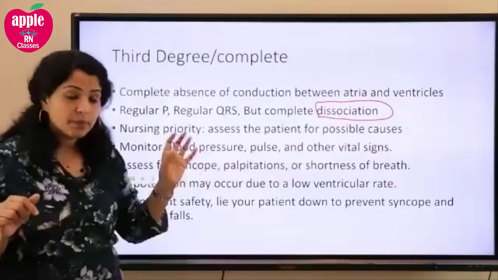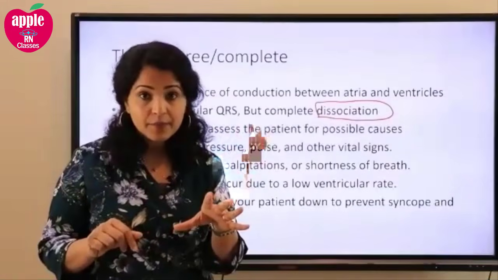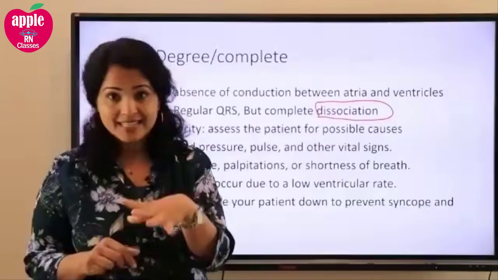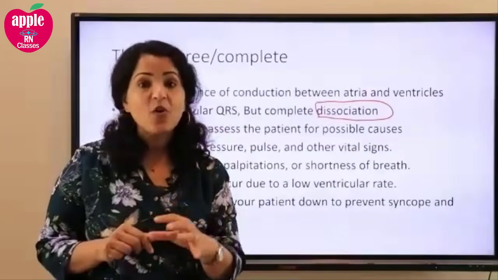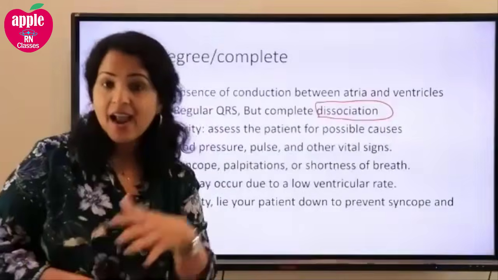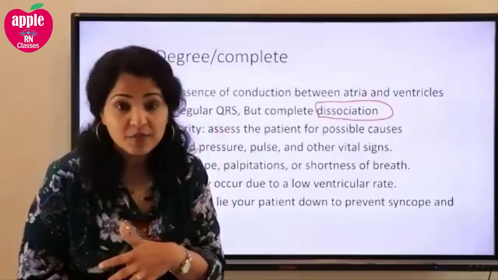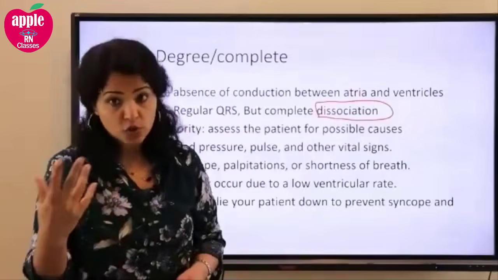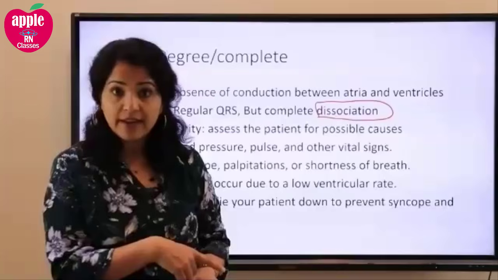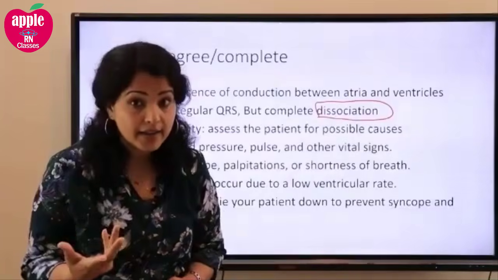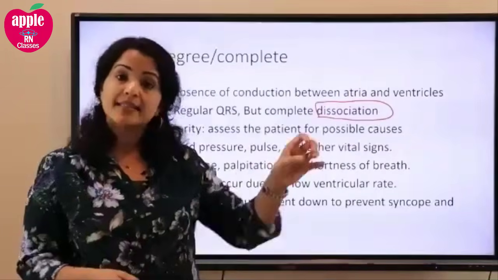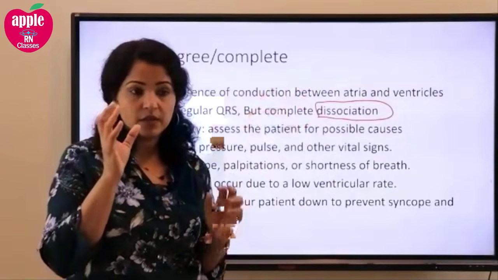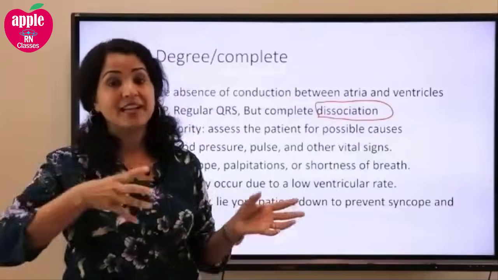So the P wave may be coming. Okay, SA node is giving the impulse, P wave is coming, but it's not going to go through the AV node. It is not reaching the ventricle. So the ventricle is going to contract itself. Whenever the SA node is failing, the ventricles are designed to contract. So SA node will have its rhythm, and QRS will have its own rhythm.